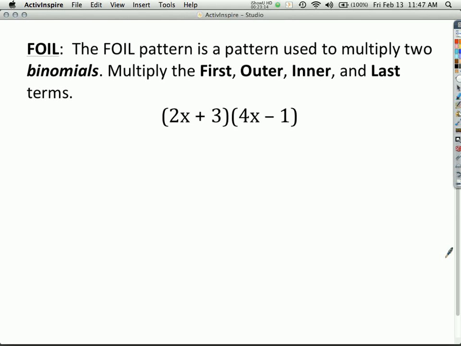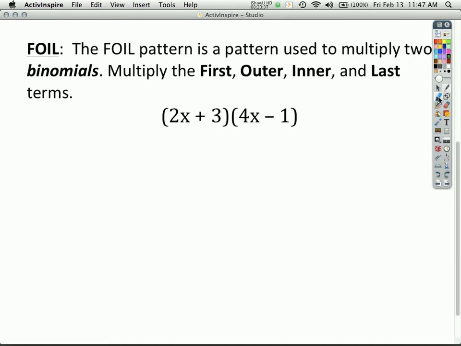You FOIL it. Okay? So the F stands for first, the O stands for outer, the I stands for inner, and the L stands for last. So you have to learn what each of those means, but once you learn it, you'll remember it, and applying it is not too difficult.